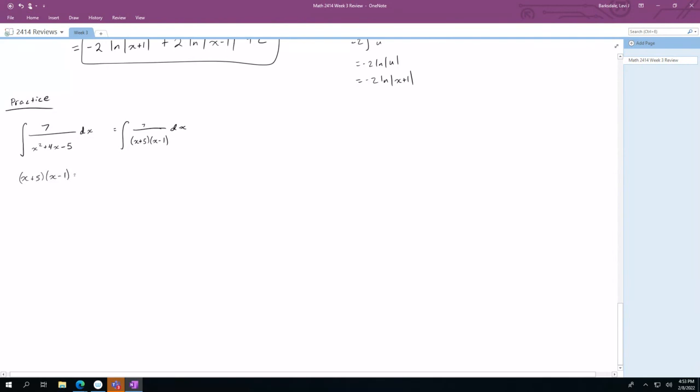So we have x times x gets us our x squared. x times negative 1 gets minus x. x times 5 gets 5x. And then 5 times negative 1 gets minus 5. That's x squared minus x plus 5x, which is plus 4x minus 5.